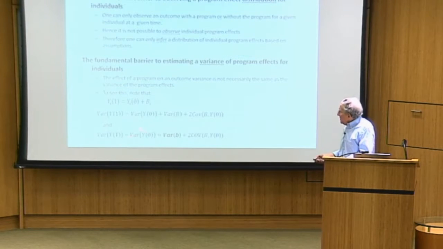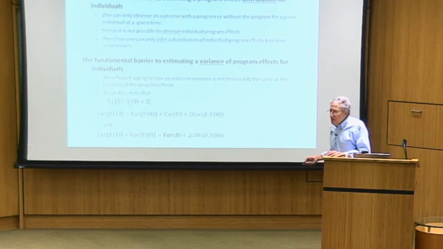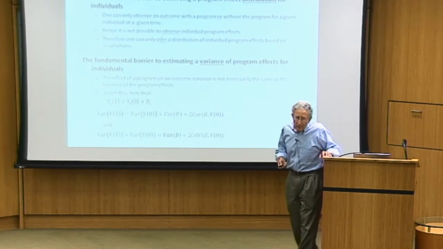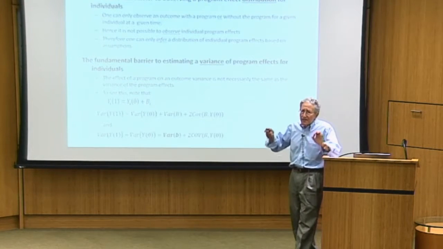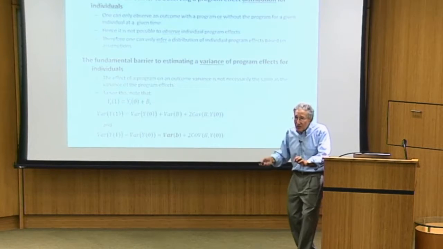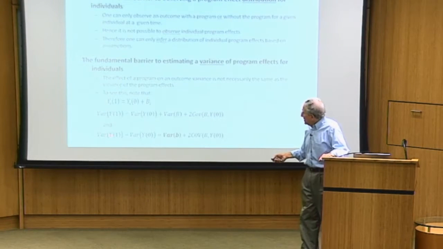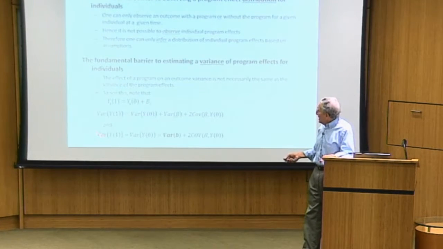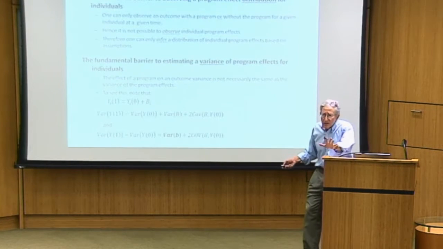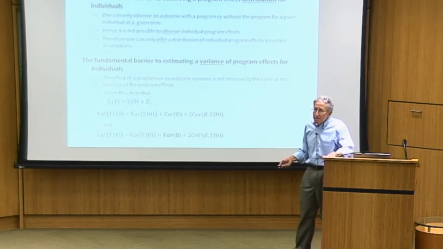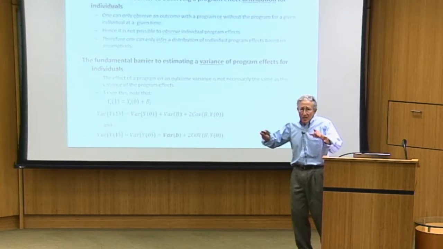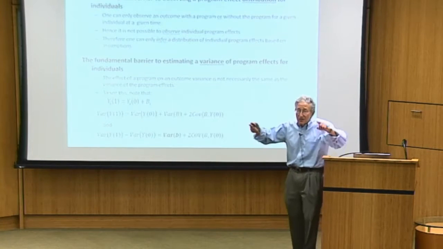All right. The point I was getting to, though, is that an experiment can give you a valid, internally valid, unbiased estimate of the impact of assignment on the variance of the outcomes. If you have a treatment group, you calculate the variance of outcomes. You have a control group, you calculate the variance of outcomes. You take the difference between the two. That's an unbiased estimate of the impact of assignment to treatment on the variance of outcomes.